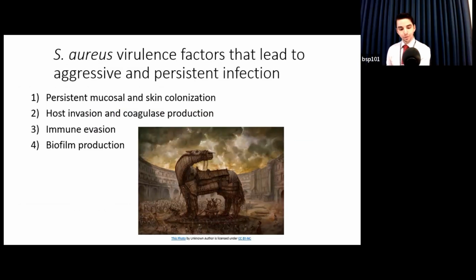So I want to move now and talk about a couple of virulence factors that make Staph aureus so good at causing infection. Number 1, I mentioned earlier that 30% of people will be colonized with Staph aureus in the nasal cavity. And organisms that colonize the nasal cavity are very good at spreading across distant parts of the body. Just think of how many times we touch our face and then touch other parts of our body.